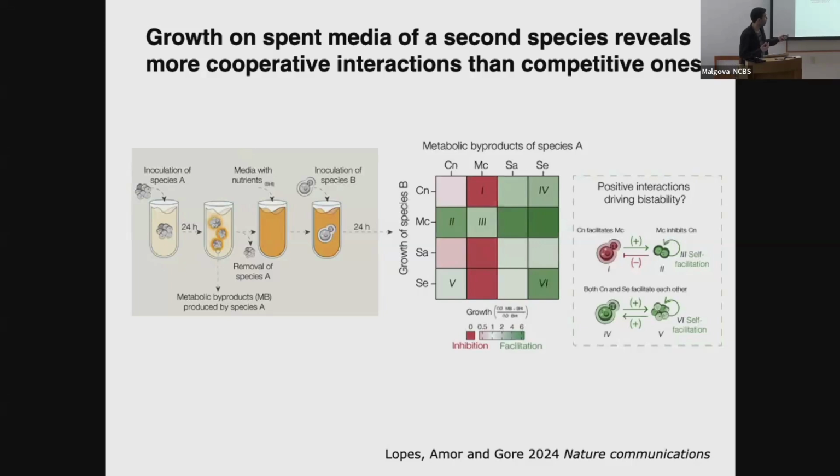But another thing that we remarked is that there was a lot of self-facilitation. If we look at the diagonal, I think that the colors are not great here, but you will see that this is a little bit red. So CN was inhibiting the growth of itself, and this is what you would expect for a logistic growth, for example. But these two are a little bit green, and this one is very green. So these species will really benefit from growing in the spent media of their own cells.